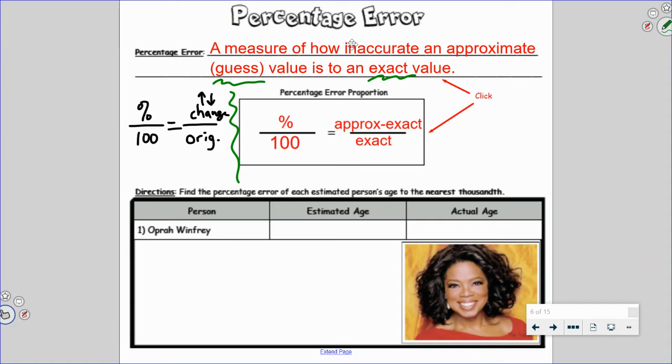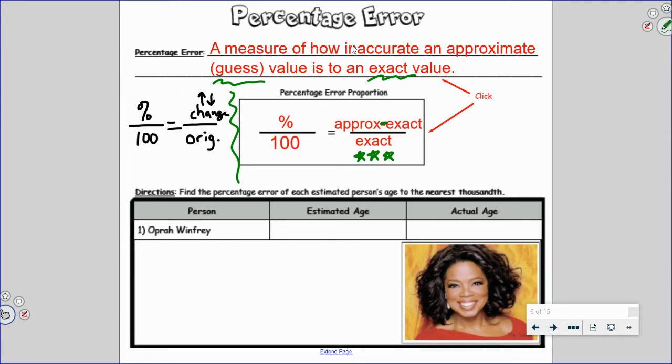It will not surprise you that we're going to put percent compared to 100. But instead of original, we're going to look at the number that we care about. In other words, the exact number. And what do we put in the numerator? We're going to subtract the approximate amount from the exact amount.